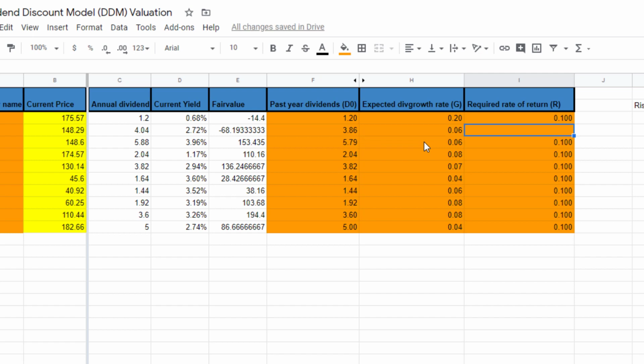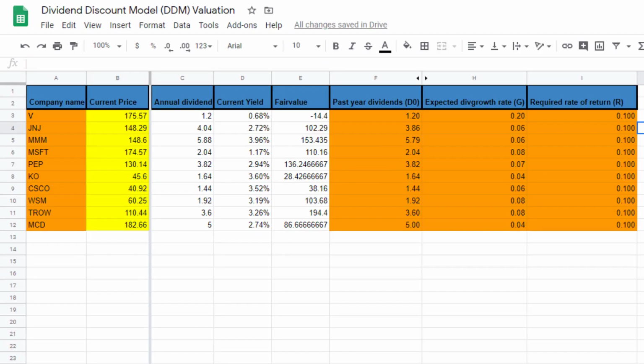And then the required rate of return. Now, like I said, first we will use an arbitrary number, and that is based on the long-term return of the S&P 500, which is 10%. And we get a fair value for Johnson & Johnson of 102.29.